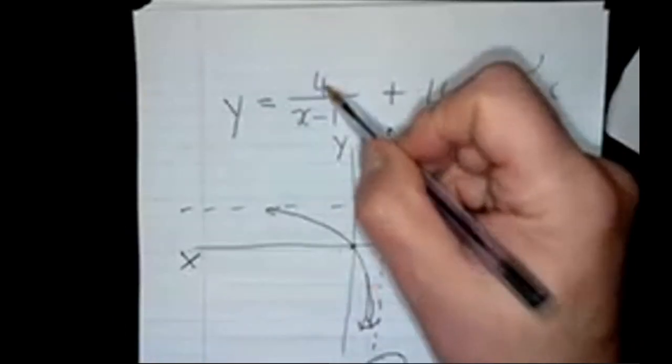Calculate the y-intercept. And to calculate the y-intercept, we make x naught. So we make x zero. Then we have 4 divided by minus 1. That's minus 4. And then minus 4 and 4 add to 0. So we have 0, 0. So it goes through there. And there's the sketch. And that's full marks.